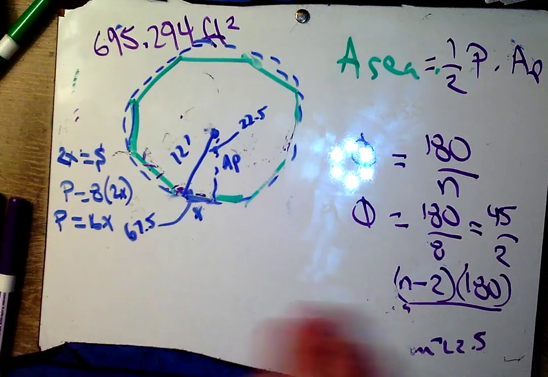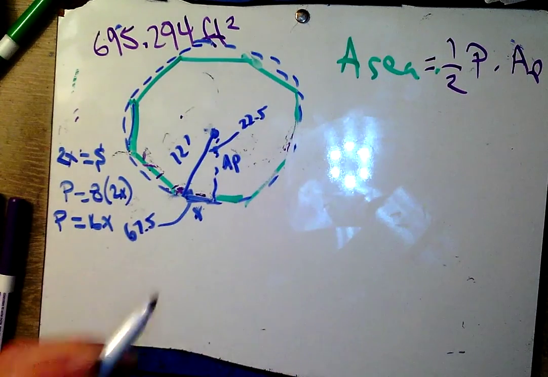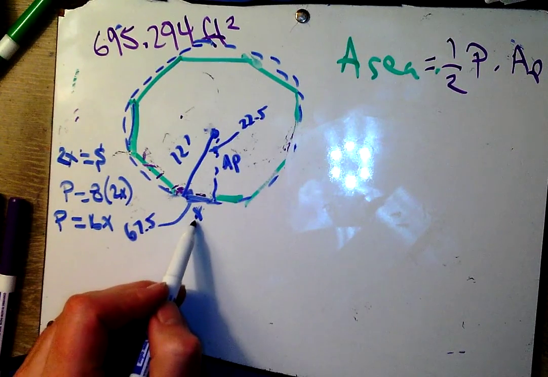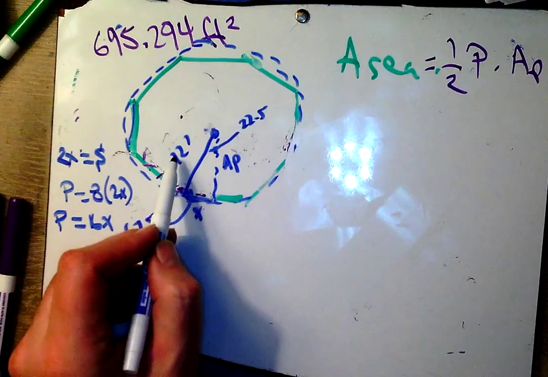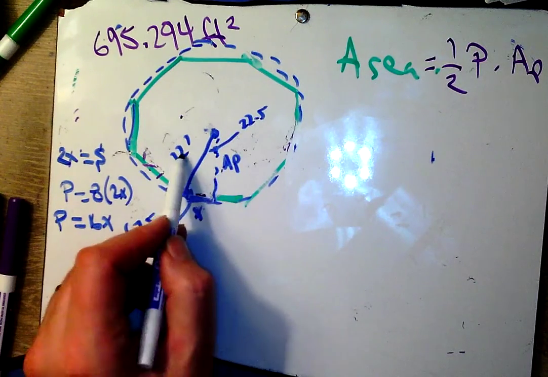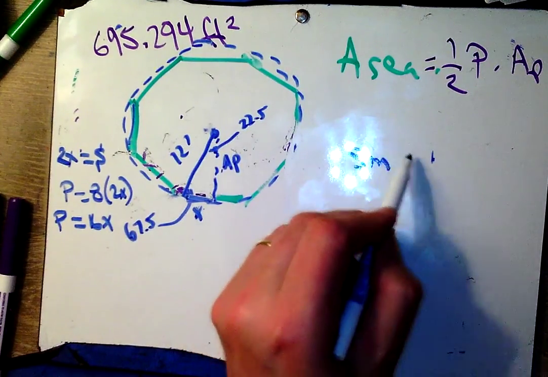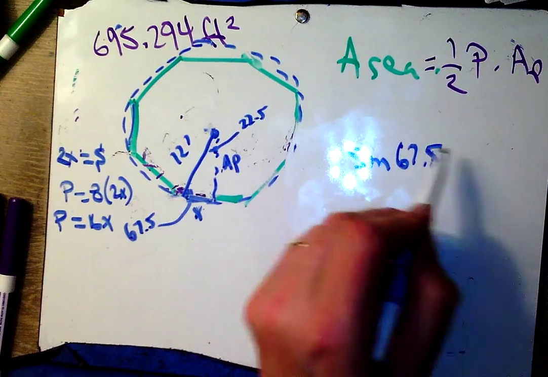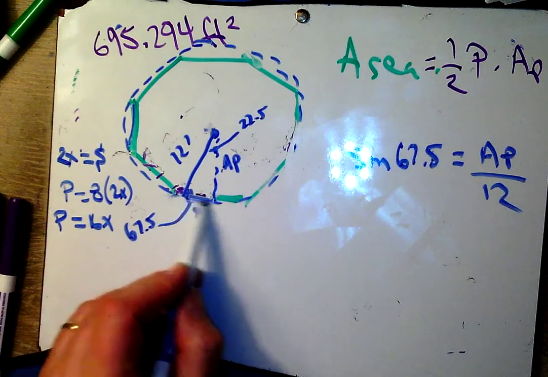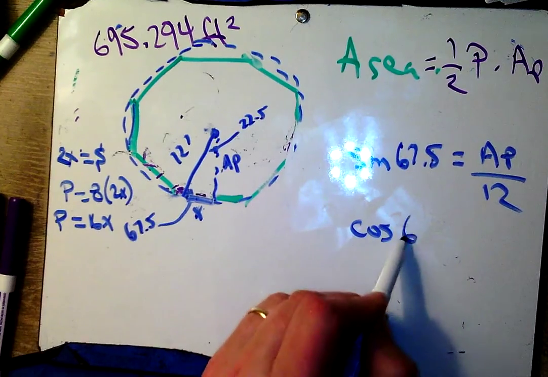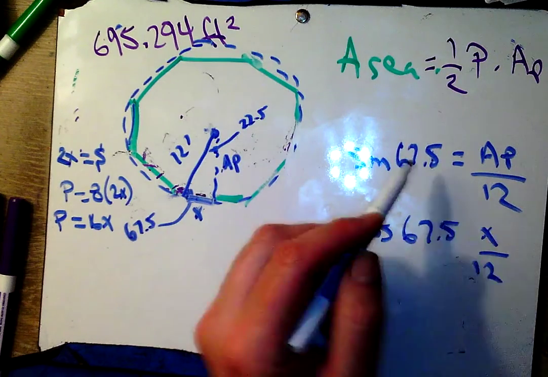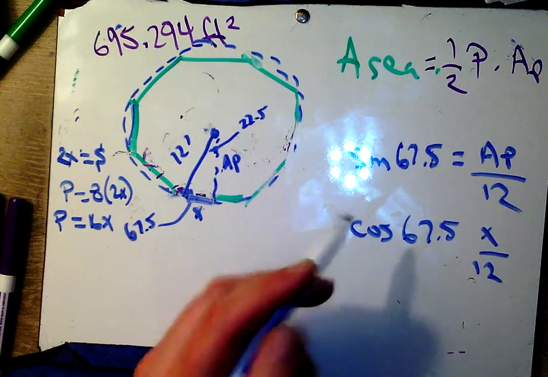Okay, well, what trig function can you write for that? Well, isn't that interesting? Because we're looking for apothem, but we don't know this one. I do know this. Well, maybe apothem can be opposite over hypotenuse. Oh, sine. Sine of 67.5 equals apothem over 12. And what about this? Well, that's adjacent over hypotenuse. That's cosine. Cosine 67.5 equals x over 12. And so I'm going to multiply both sides by 12 in both equations.